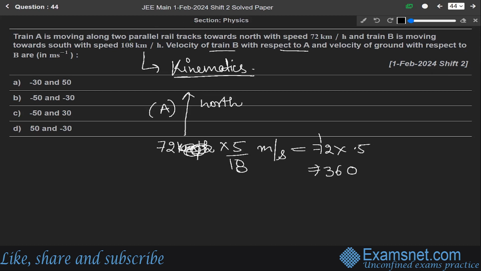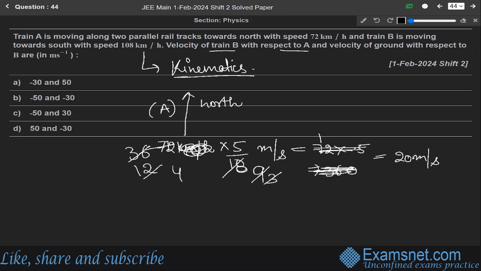Yes, we have to multiply it by 5 over 18. So it will become 72 into 5 over 18. 2 9s are 18, 2 3s are 6, 2 6s are 12, 3 1s are 3, 3 2s are 6, 3 3s are 9, 3 4s are 12. So it will be 20 meter per second.